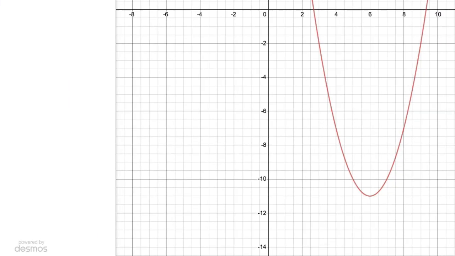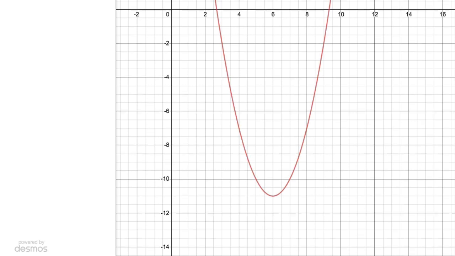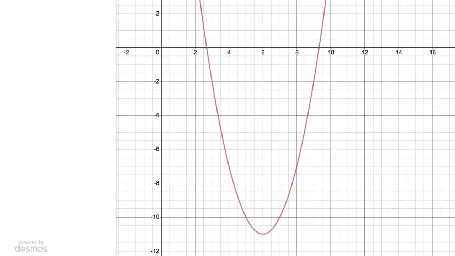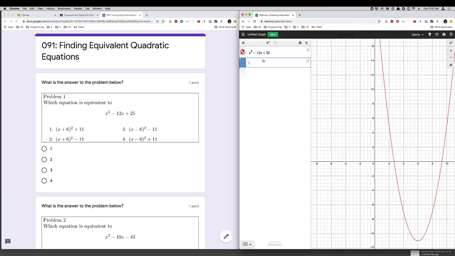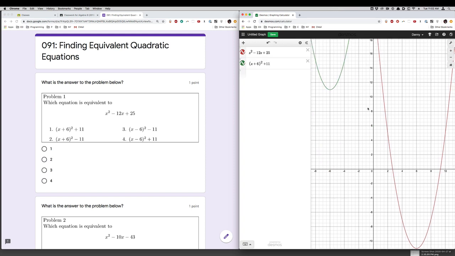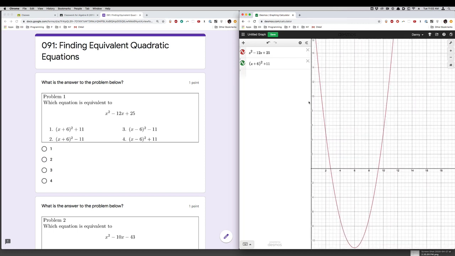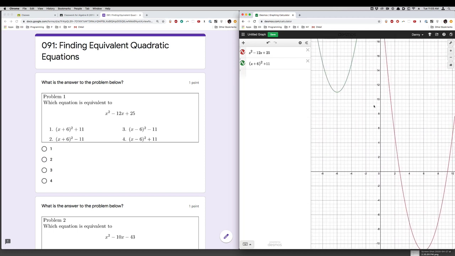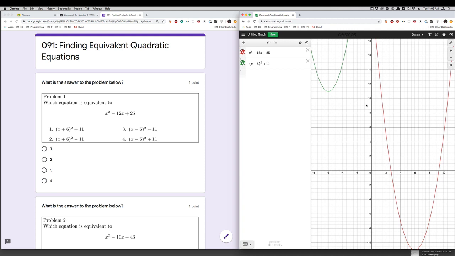If we move our graph over a little bit by using our mouse, we can see here's the graph. And then we're just going to type in the other ones. So let's try the first one, x plus 6 squared. And remember, you hit Shift 6 to put in the squared. And then we do plus 11. So you can see the green graph is up here. The red graph's kind of down here. So these two graphs are not the same because they're in different places on the x and y axis.